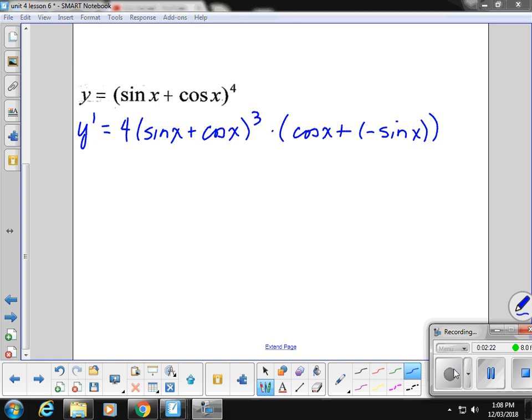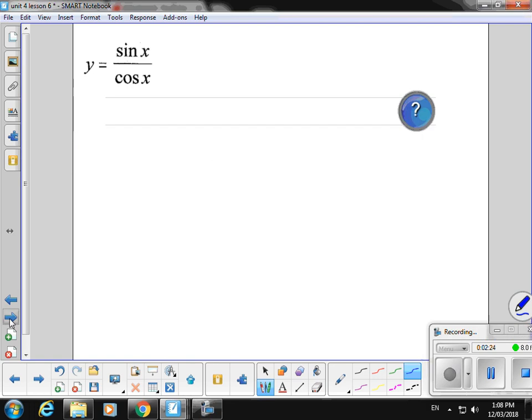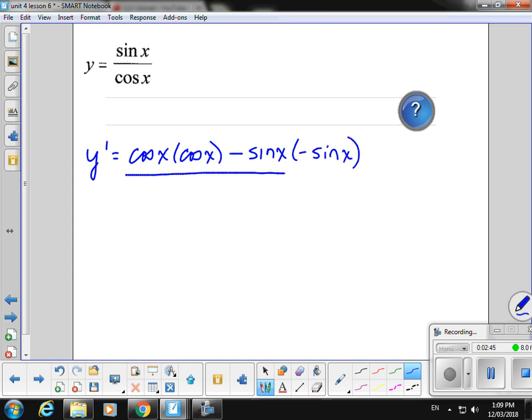Our last one is y equals sine x over cos x. So we have a quotient. So the derivative of sine x is cos x, so derivative of the top times the bottom, subtract the top times the derivative of the bottom, all over the bottom squared.